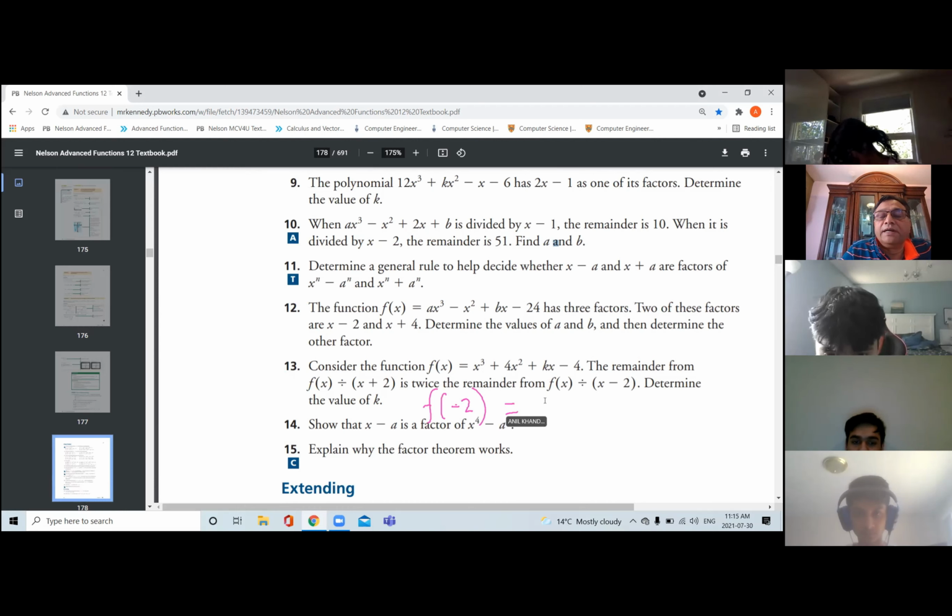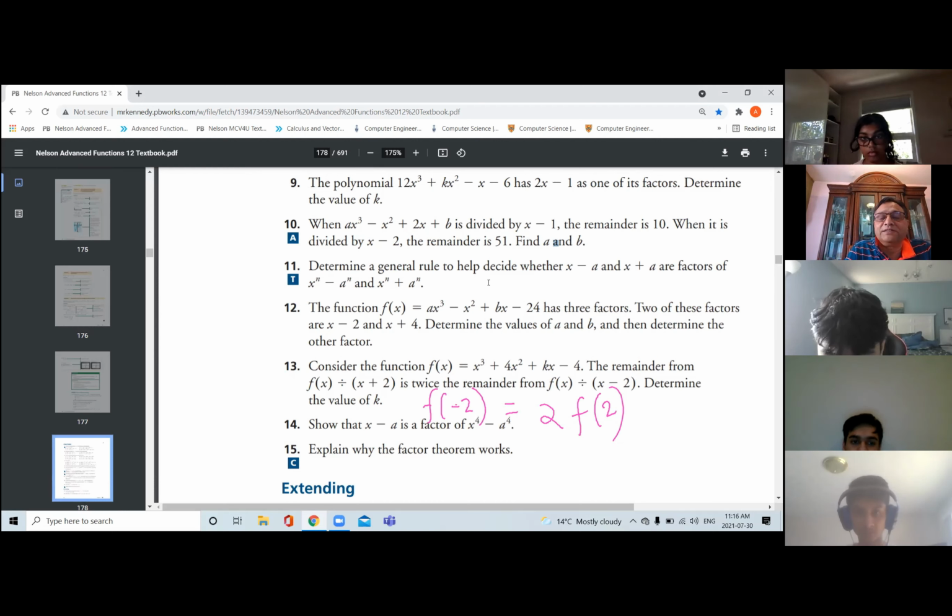So read again. The remainder from f(x) divided by x plus 2, which is f(-2), is 2 times the remainder from f(x) divided by x minus 2. You get this condition. Do you see that? Mohammed, is that clear to you?